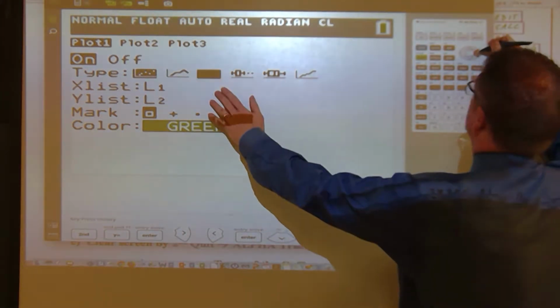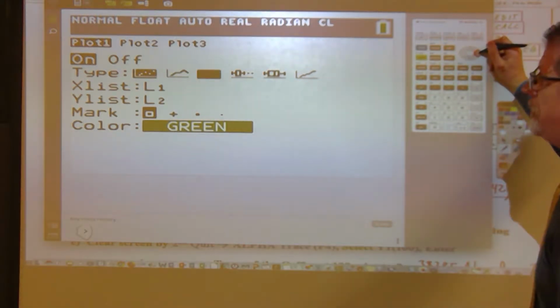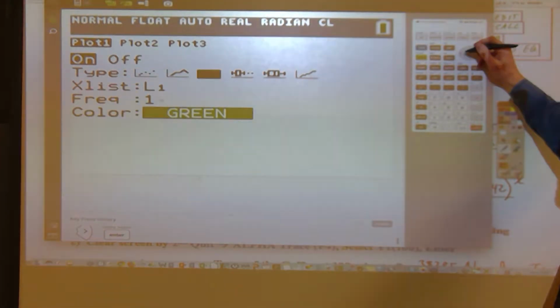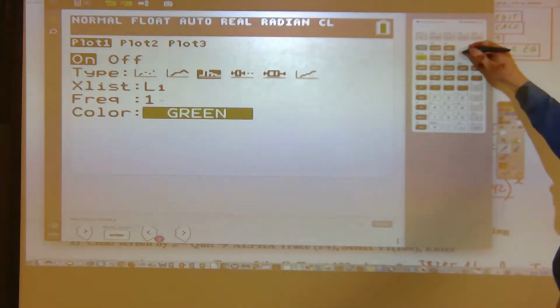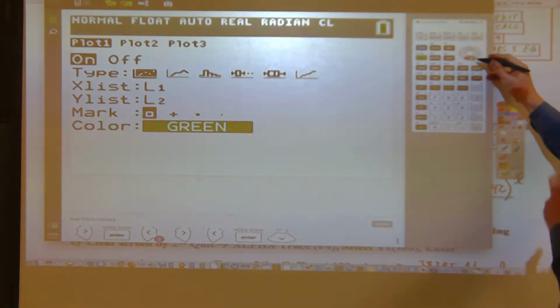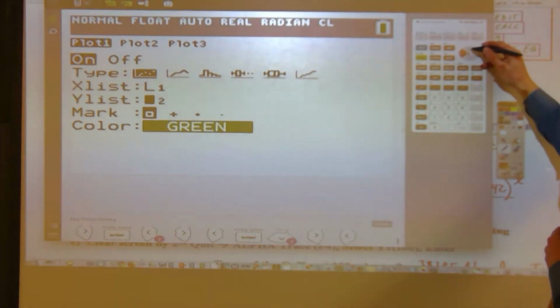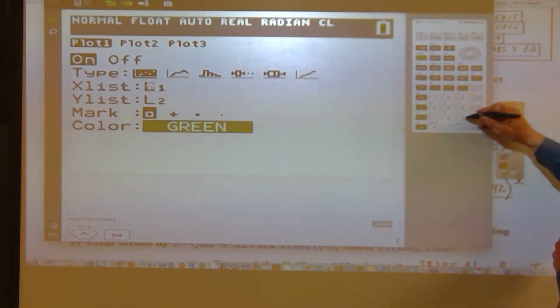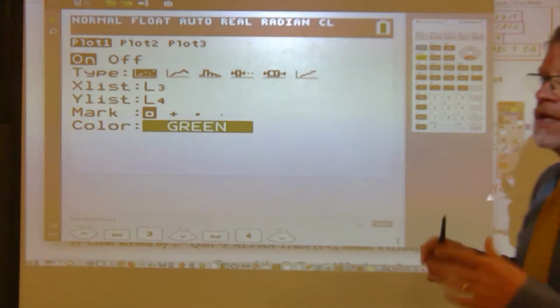But we don't want to do a histogram or a box and whisker plot. If we did want a histogram, we would hit enter there. But we don't. We want the scatter plot. So put the cursor on type right there. Some of you might have X list and Y list set up other than L1 and L2. So if you ever come into your calculator and it has list 3 and list 4 for X list and Y list, you can change that.